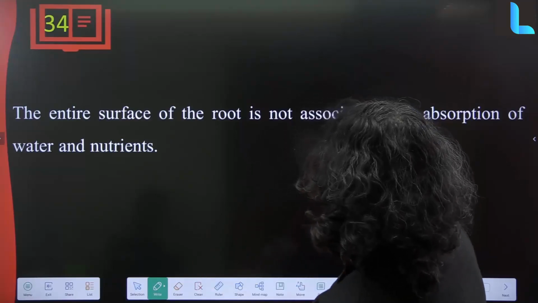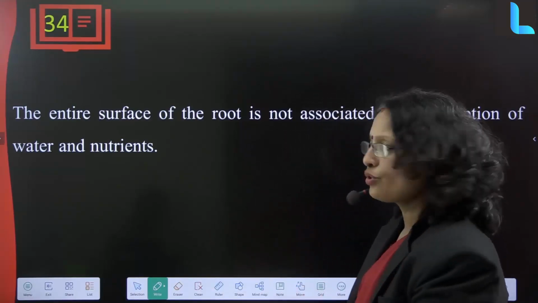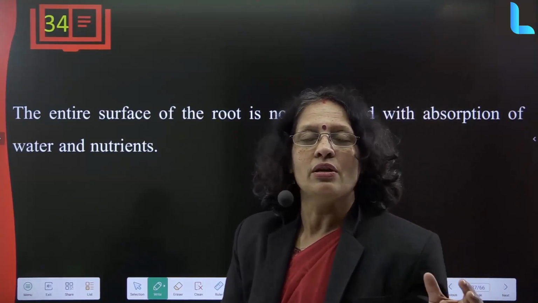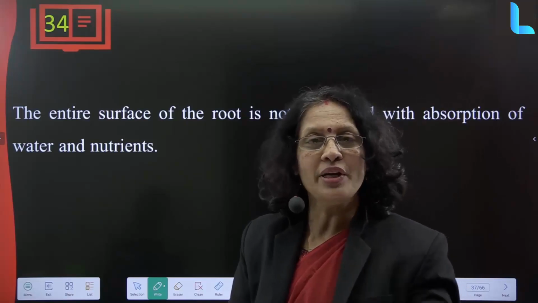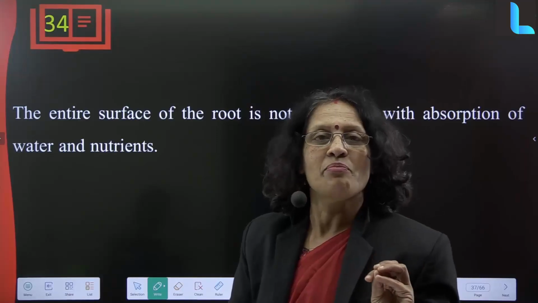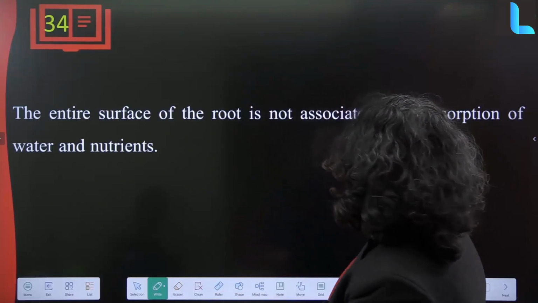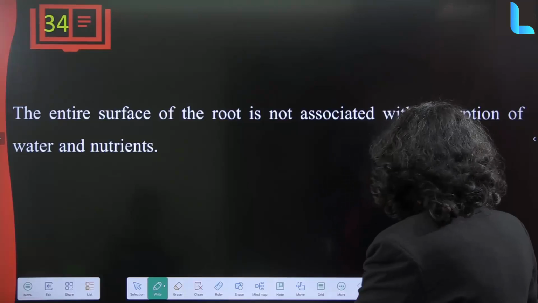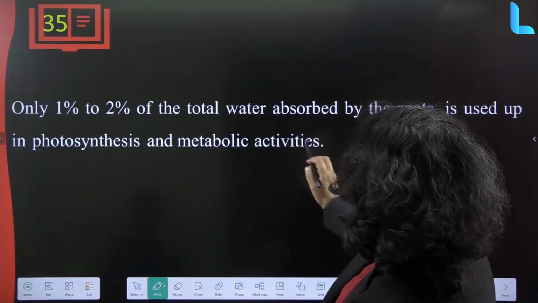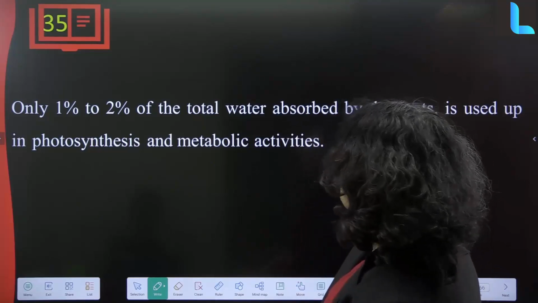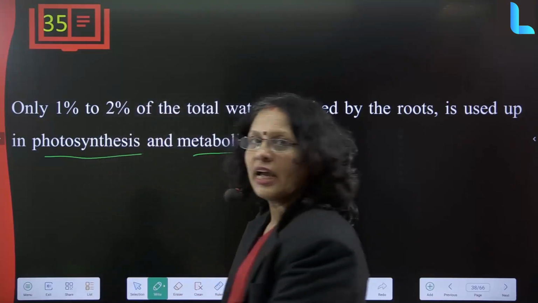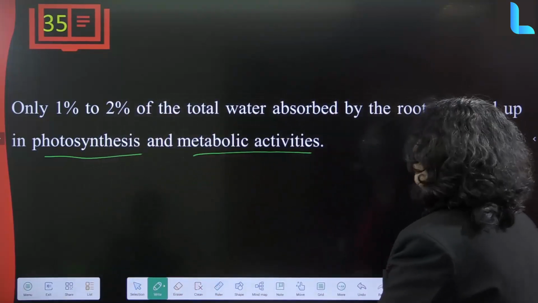So the entire surface of the root is not associated with absorption of water and nutrients. It's not like the whole surface of the root is taking part. There are root hairs and some part of the root which take part in absorption of water and nutrients from the soil, okay. So only 1 or 2% of the total water absorbed by the roots is used up in the photosynthesis process, where water is required, and metabolic activities also require water, okay.